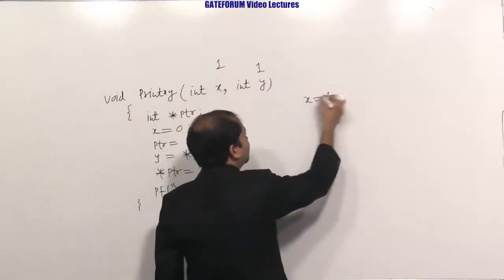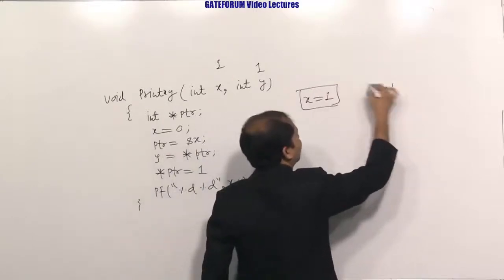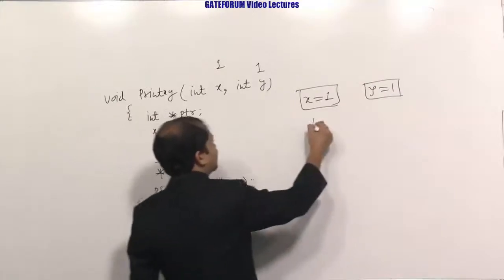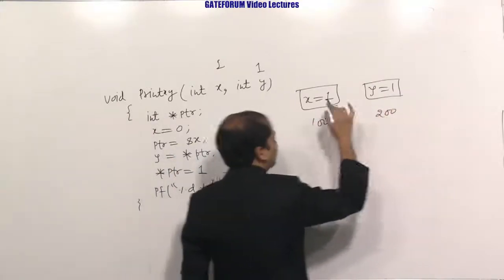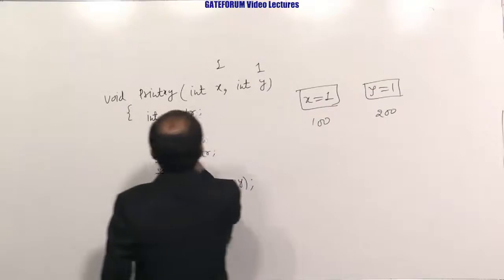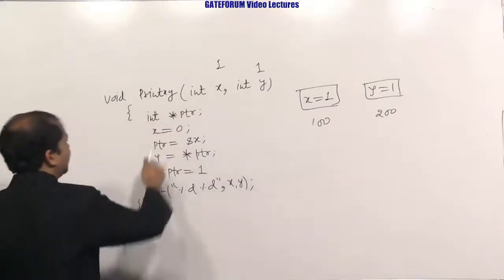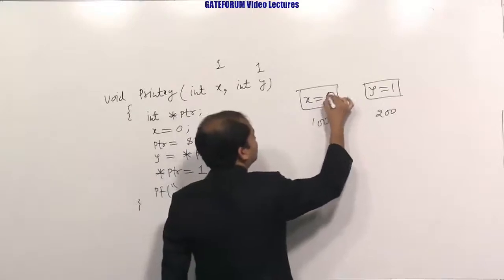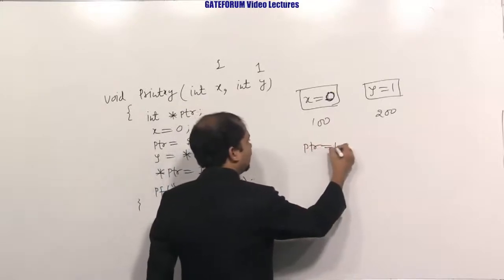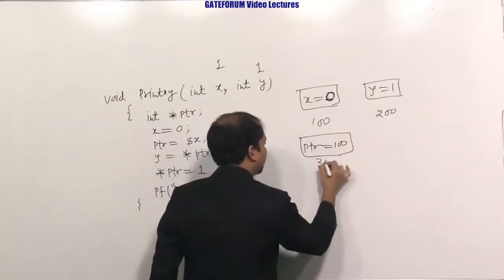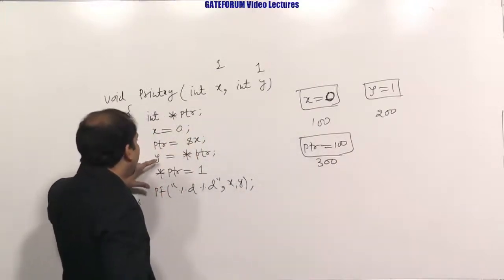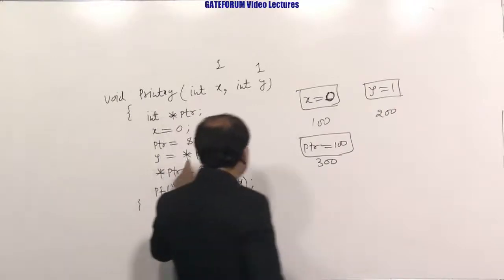So x equal to 1 and y equal to 1, initially as passed. Suppose the variable x is at address 100 and the variable y is at address 200. So x equal to 0 now. Then ptr equal to address of x, so ptr has 100. Suppose ptr is also a variable, at address 300. So ptr equal to address of x, and y equal to dereference of ptr.